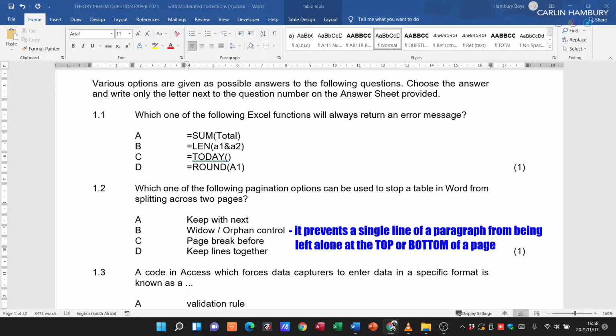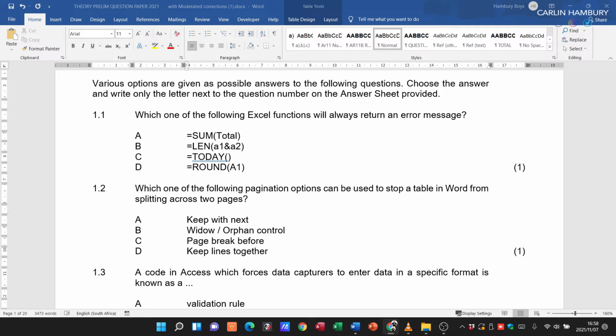Okay, so I'm going to knock out B. I'm going to knock out C, like I said. So I'm sitting with A, and let's look at what D is. Well, the keep lines together, if we use that, we'll pick a line, and we want to keep those lines together in a particular paragraph. So 1.2 is going to be A.